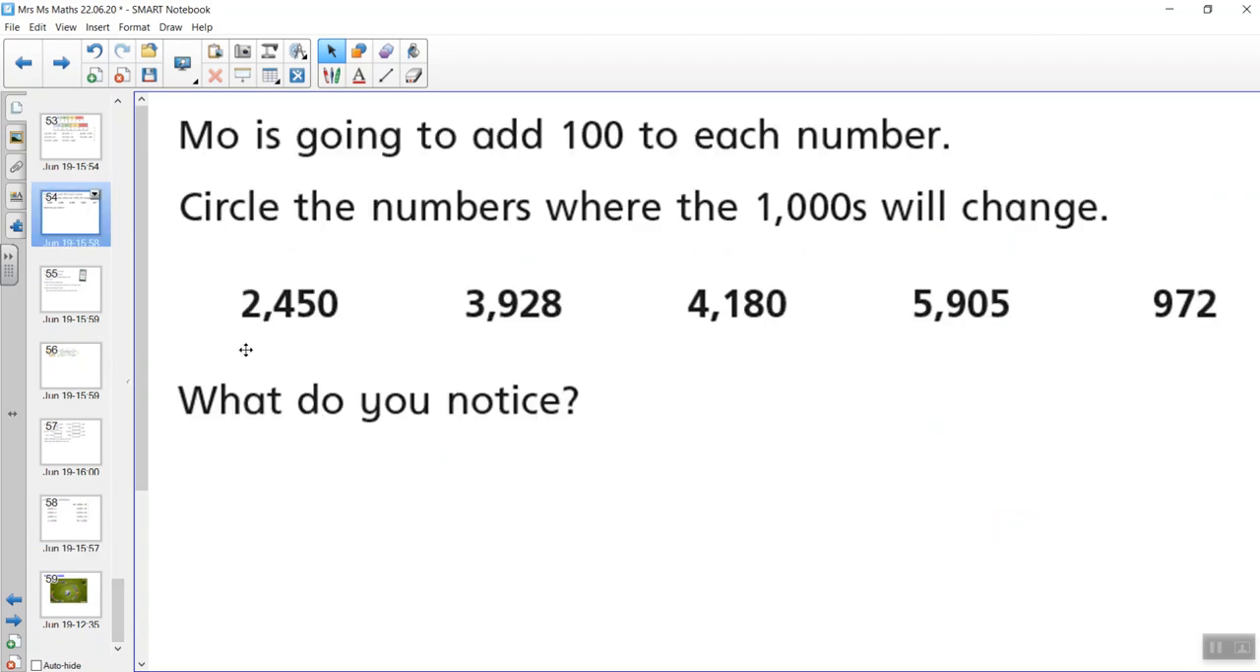So Mo is going to add 100 to each number. Circle the numbers where the thousands will change. She adds 100 to each number. What do you notice? So if I add 100 to this number, it's going to give me 2,550. So add 100 to each of those. Which ones would change the thousands place if we added 100 to it? Have a go.